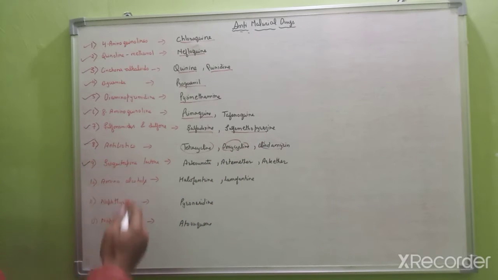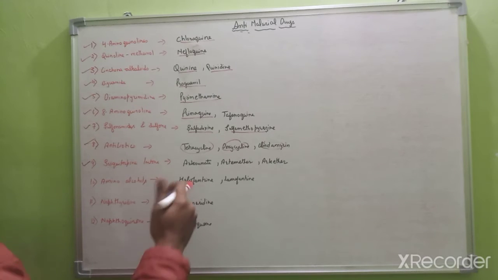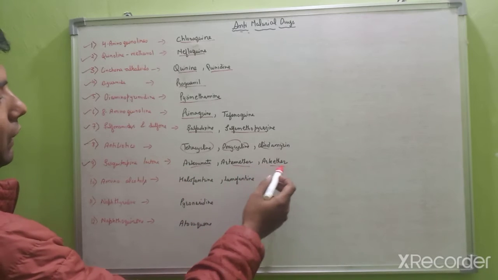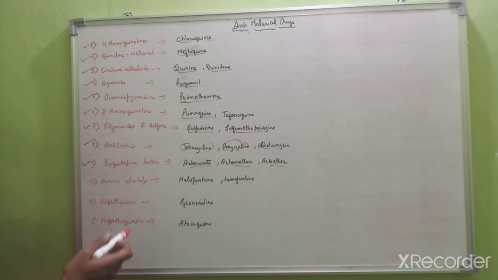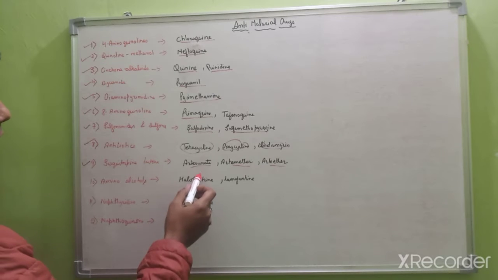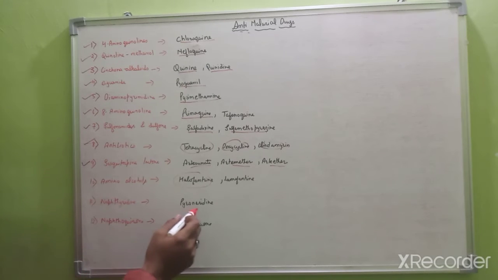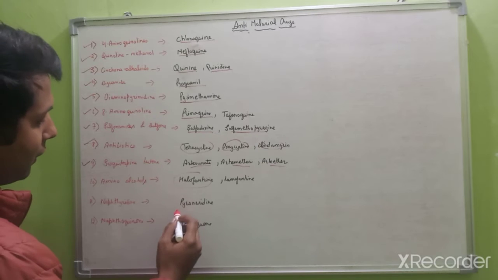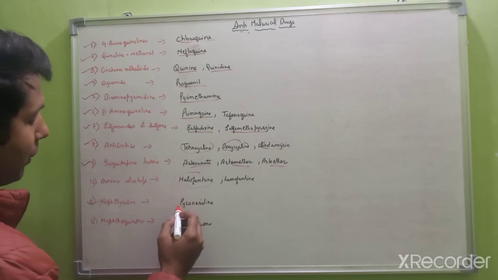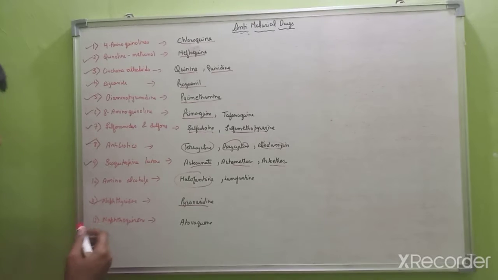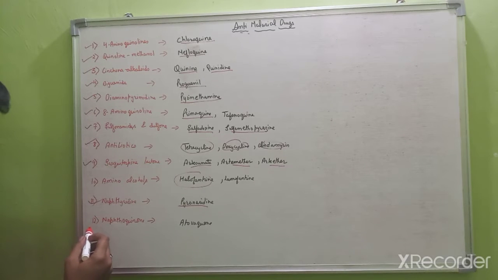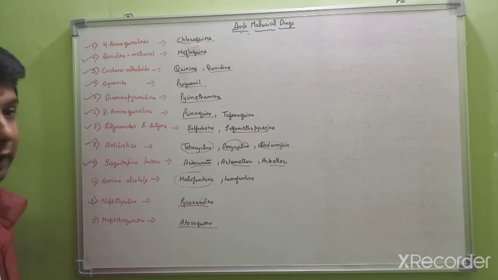Then sesquiterpene lactone. It includes artemisinin derivatives, that is artesunate, artemether, arteether. Then amino alcohols, it includes halofantrine like drugs. Then comes naphthyridine analogs. In this, drugs include pyronaridine like drugs. Then comes naphthoquinone. In this there is atovaquone like drugs.